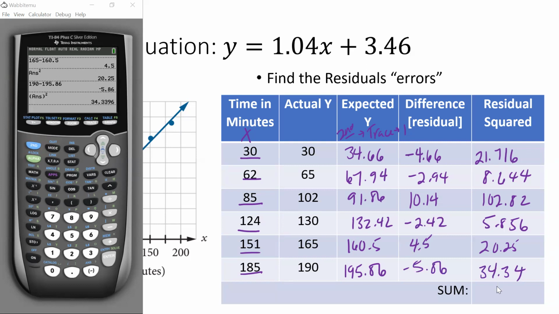All right, so we're going to find our sum. To find the sum, I'm going to add all these numbers together. So we have 21.716 plus 8.644 plus 102.82 plus 5.856 plus 20.25 plus 34.34. I got 193. You typed in something. If you need to correct, just arrow up and you can hit enter and correct and double check that you typed in your numbers correctly. You don't have to retype it completely. So I'm double checking that I wasn't the one who made the error.